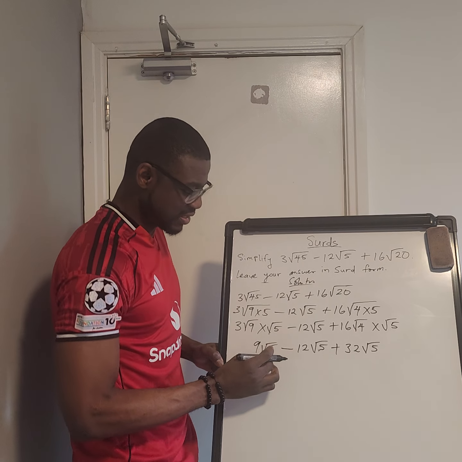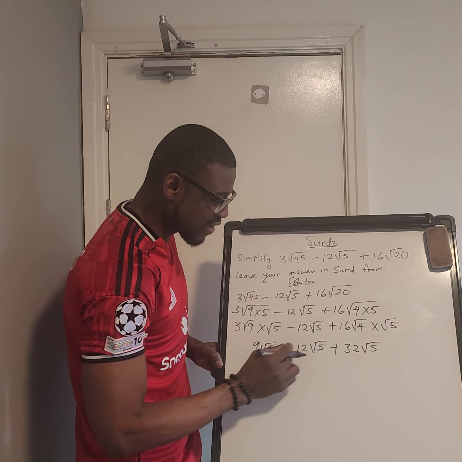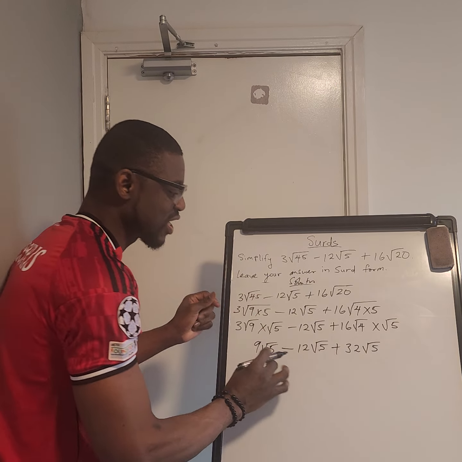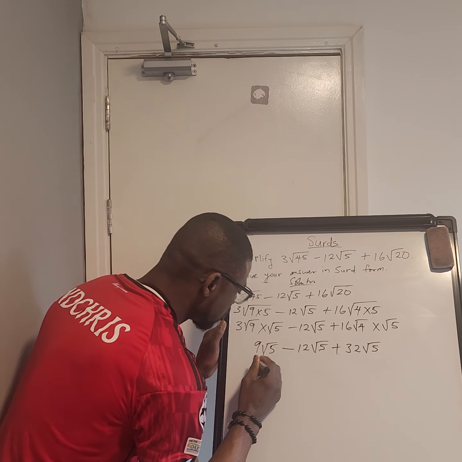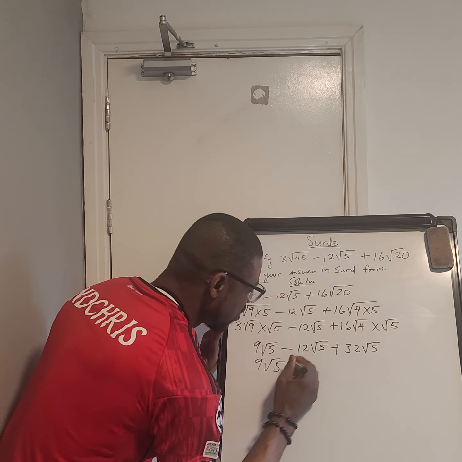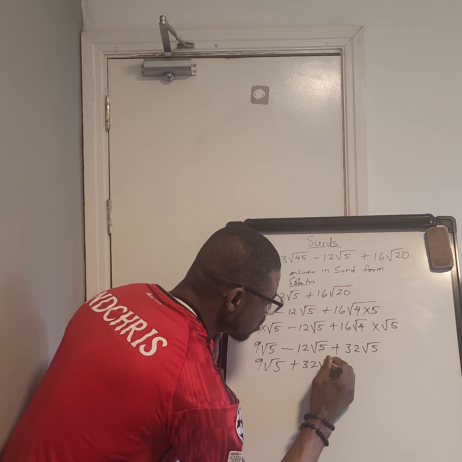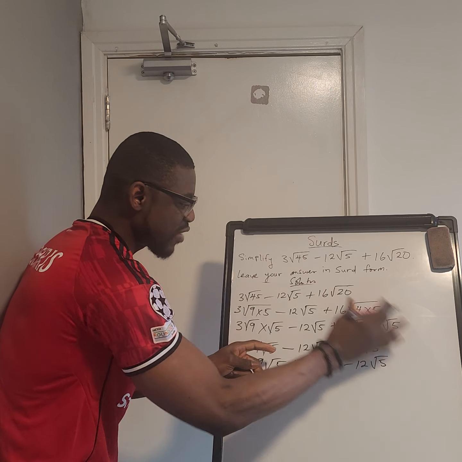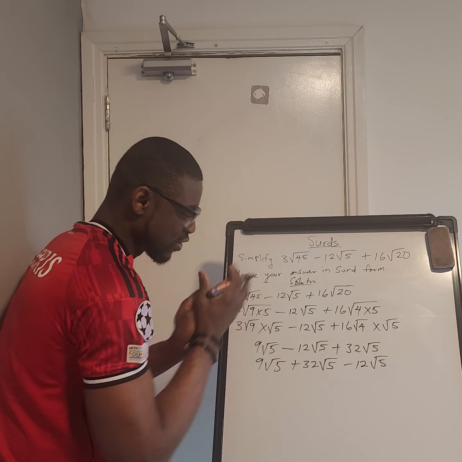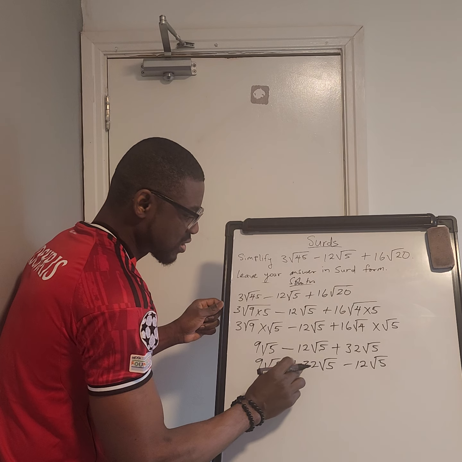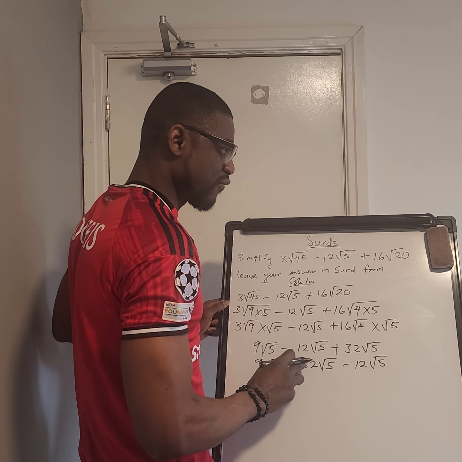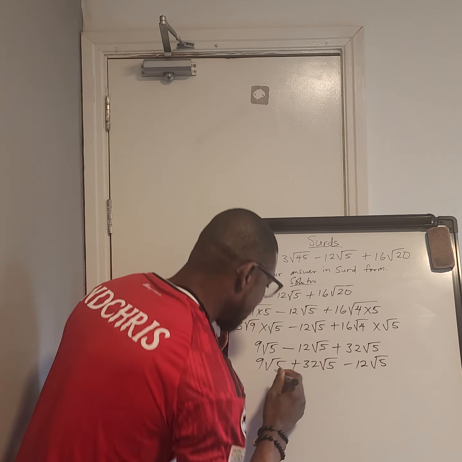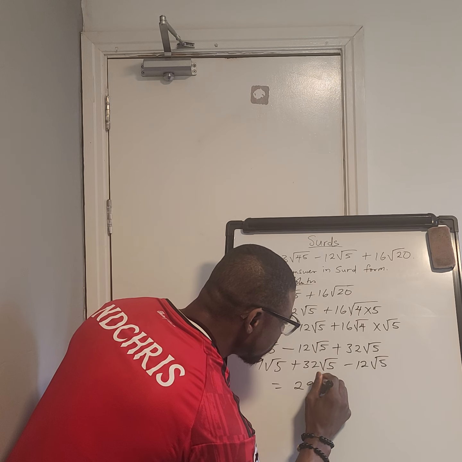So you can see now that the roots are all the same. Root 5, root 5, root 5. So what you now need to do is to add and subtract the coefficients of root 5. So I'm going to say 9 root 5 plus 32 root 5 minus 12 root 5. I didn't do any magic. I only rearranged in order to bring the positive numbers together. So 9 plus 32 will give us 41, minus 12. That will leave us with 29. Therefore, we have 29 root 5.